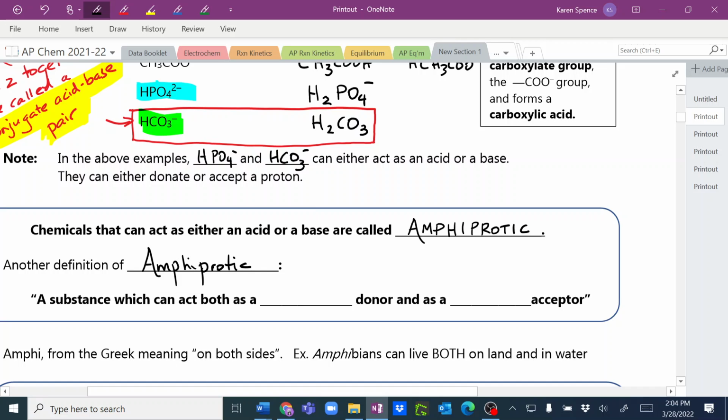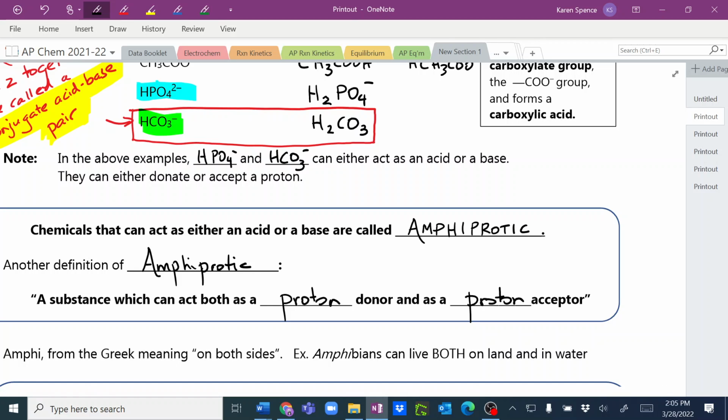Anyway, okay. All right, another definition of amphiprotic is a substance which can act both as a what donor and a what acceptor? Proton donor and a proton acceptor. So those are both good definitions for amphiprotic.